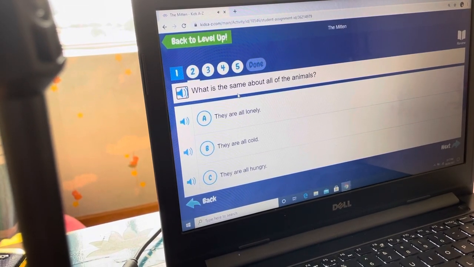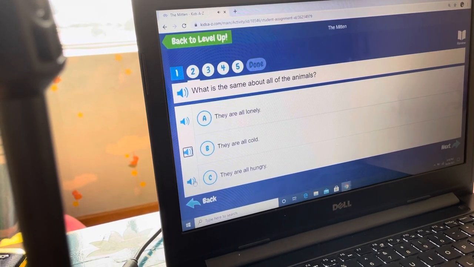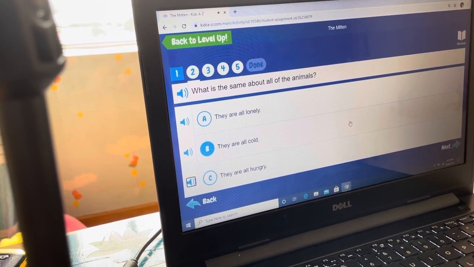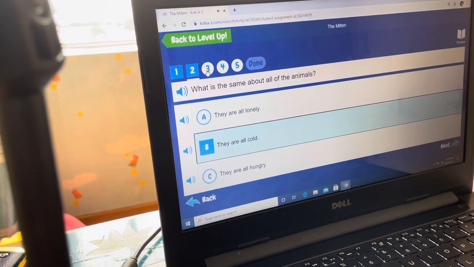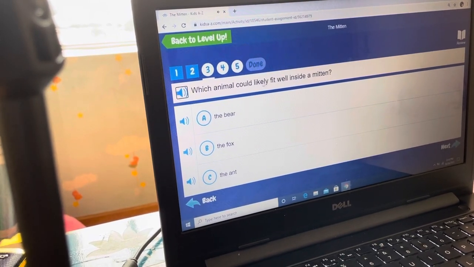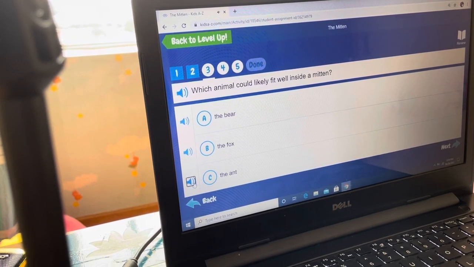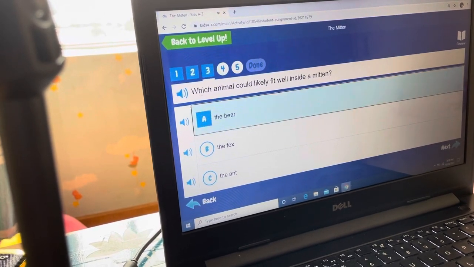What is the same about all of the animals? They are all lonely. They are all cold. They are all hungry. They are all cold. Which animal could likely fit well inside a mitten? The bear. The fox. The ant. The bear.